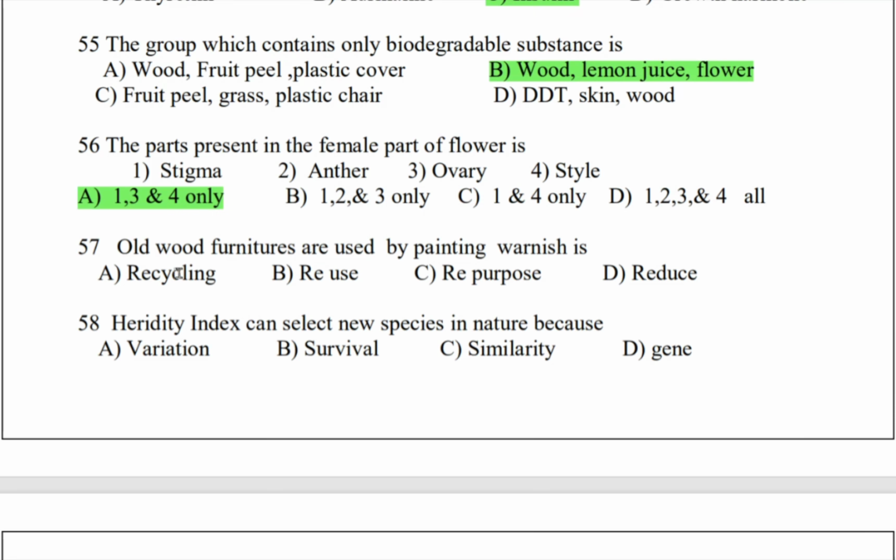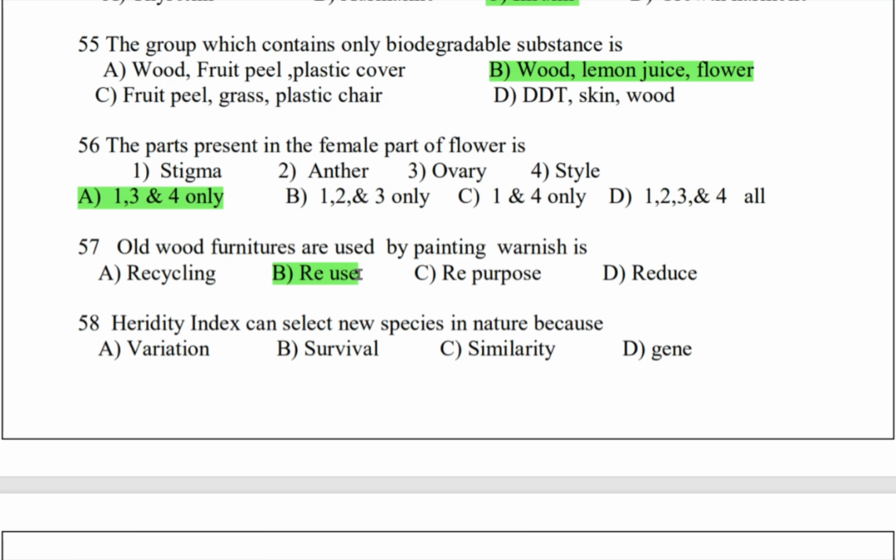Old wood furniture is used by painting varnish. So it is an example for reuse. We are using the old one. Therefore, it is reuse.